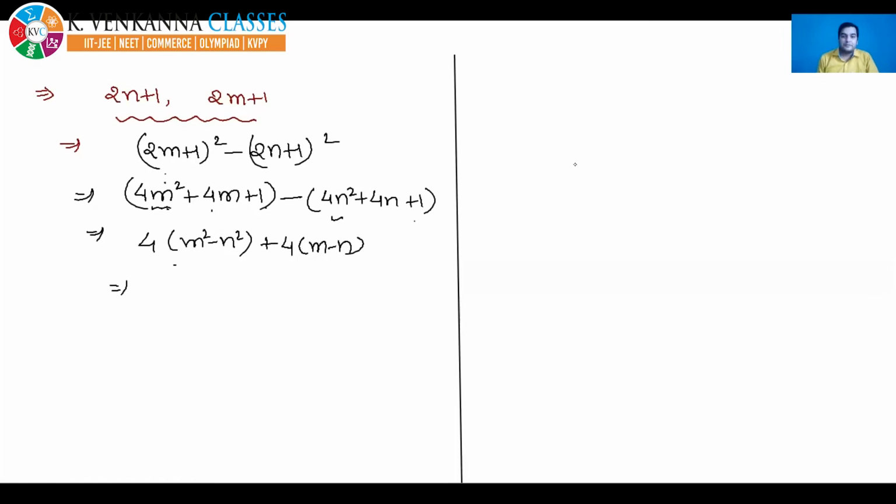Now what we have to do here. Here 4 into m minus n, I can take common from both. Now in the bracket, what will be left? Here m plus n, and here only 1 will be left. Now I have just this. You cannot simplify further. This is the most simplified form.